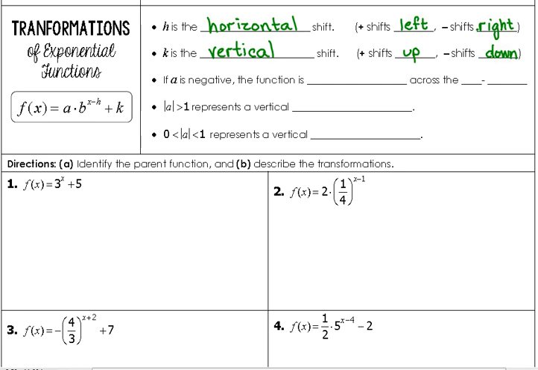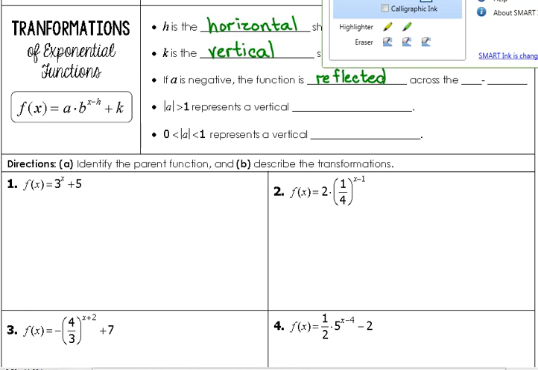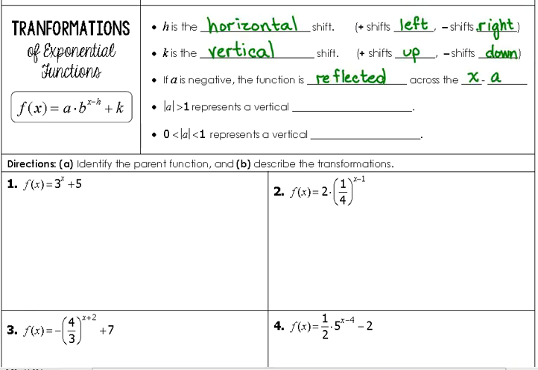Now, if A, that number in front, is negative, the function is reflected, that means you flip it, across the y-axis. Not the y-axis, sorry, the x-axis. I was thinking about the y values, but it's across the x-axis. My bad. Okay, it's reflected across the x-axis, so it flips it up and down.